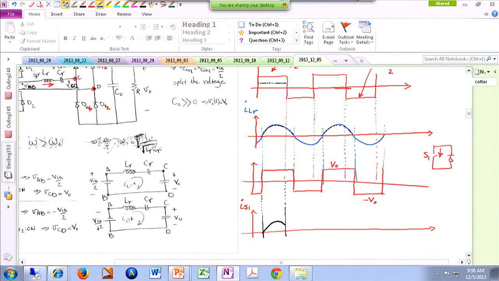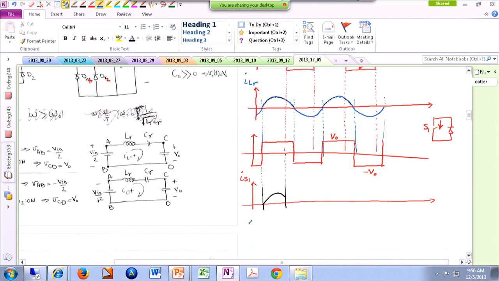Before that, you still have some current going on, basically this portion of the current. But this portion of the current, because it is negative, is actually flowing through the diode. So if I plot the current of the diode as well, let me call it ID1, and this would be IS1. So this would be the current of the diode.